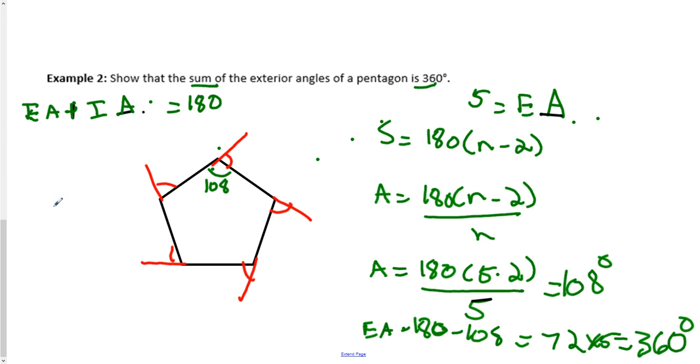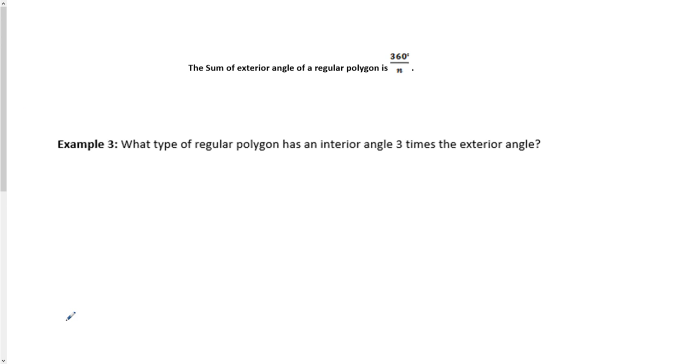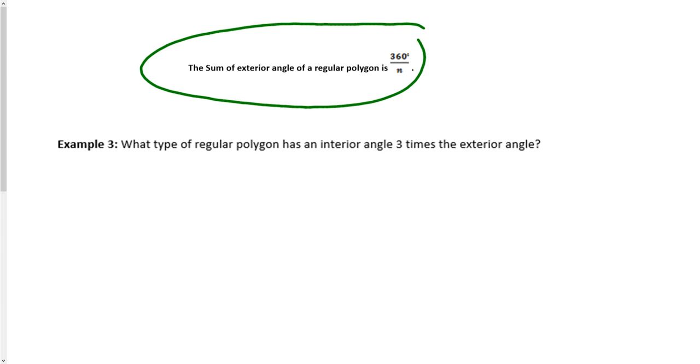All right. So with that being said, what's nice about that is, we go over to the next page, the sum of the exterior angles of a regular pentagon is always going to be 360. So that means the exterior angle of any regular polygon is 360 divided by n.